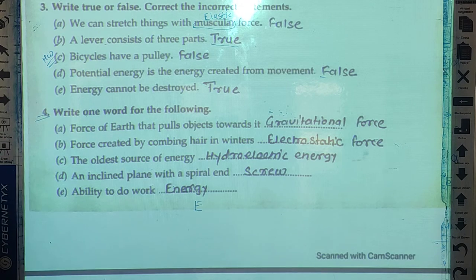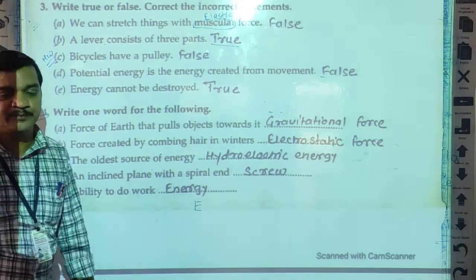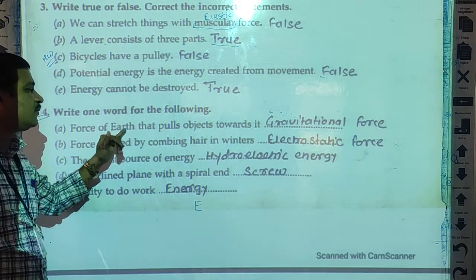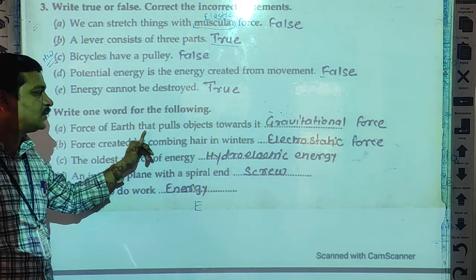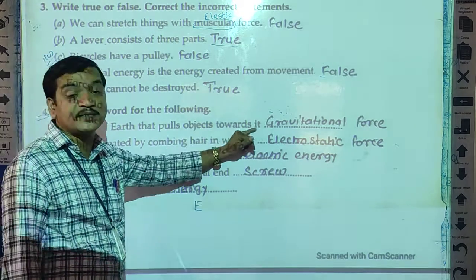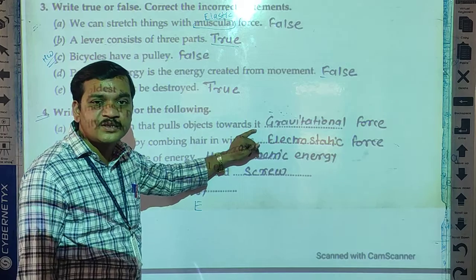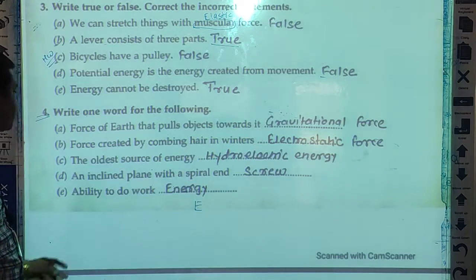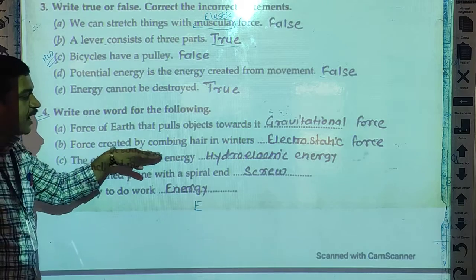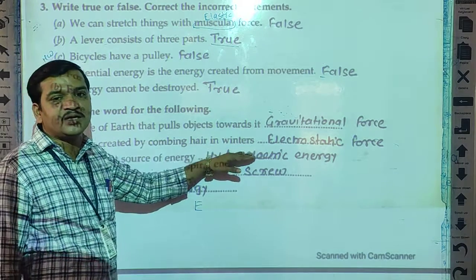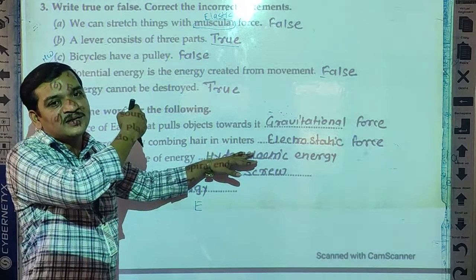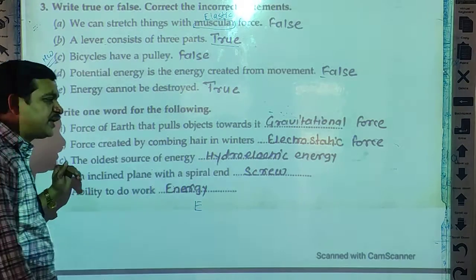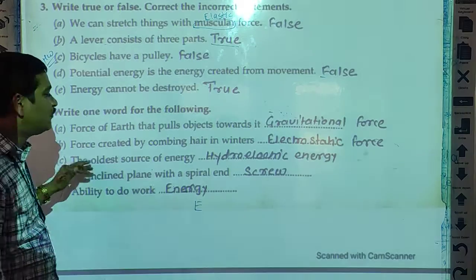Next question, students. Here write one word for the following. First question. The force of the earth that pulls an object towards it. Which kind of force is there, student? Yes, gravitational force. Force created by combing in winters. Just now we have written the answer. Which type of force? Yes, very good. Electrostatic force.